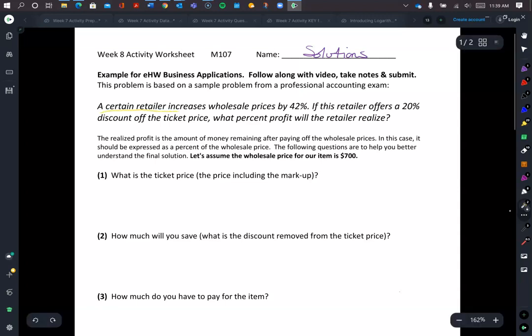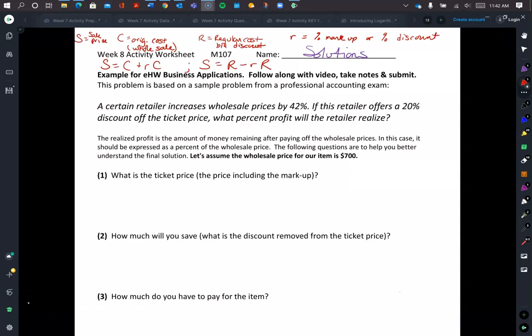A certain retailer increases wholesale prices by 42% if this retailer offers a 20% discount off the ticket price. What percent profit will the retailer realize? So let's look at the steps here. The realized profit is the amount of money remaining after paying the wholesale prices. In this case, it should be expressed as a percent of the wholesale price. The following questions are to help you better understand the final solution. Let's assume that the wholesale price for our item is $700.